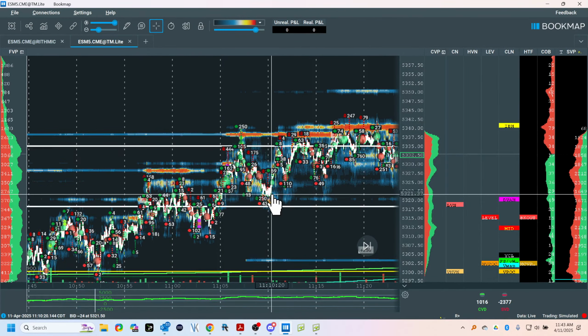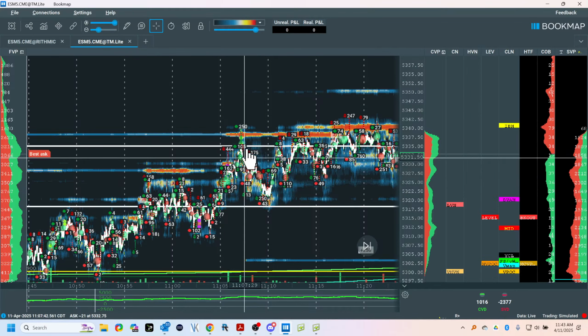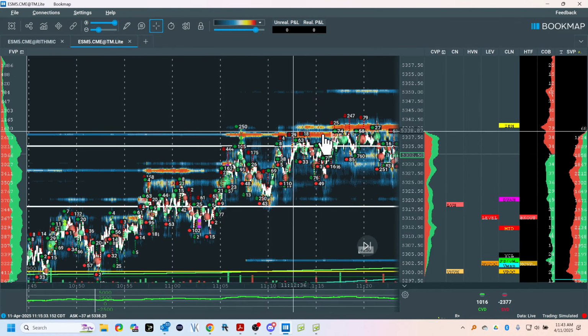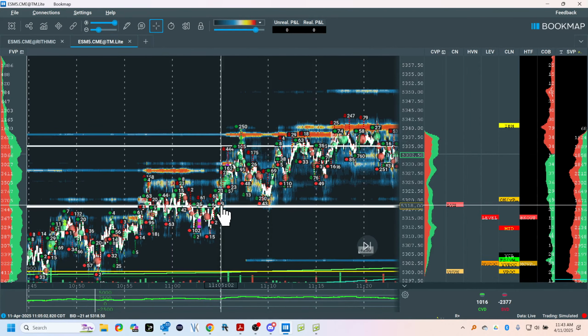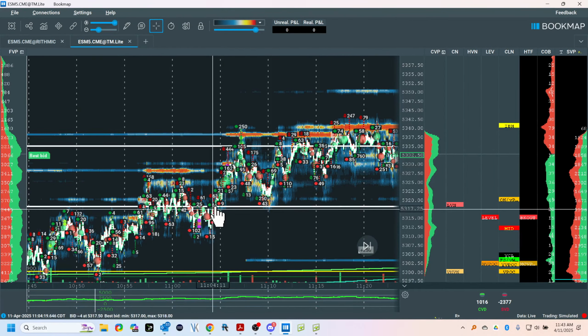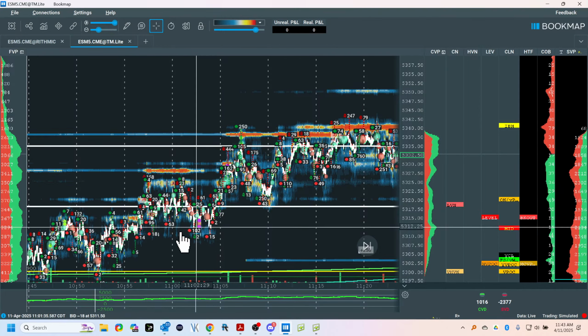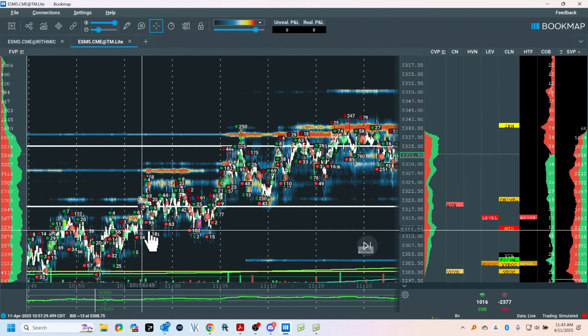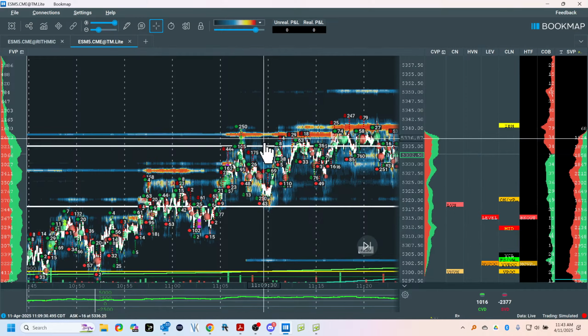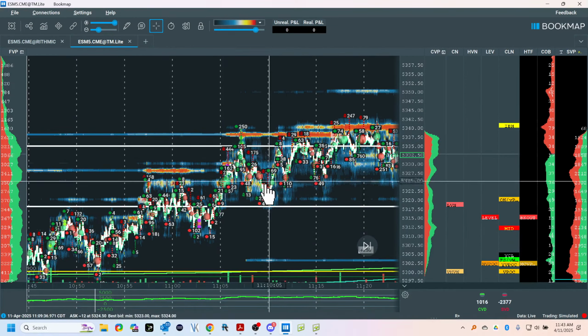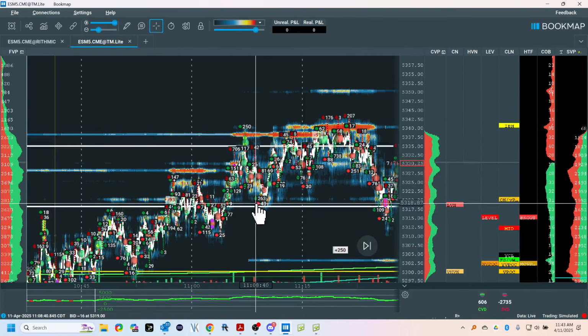So let's look at this. We're looking for a long continuation trade. So this is resistance. There it is. This is support out here, and it's support because of what happened here. And then you've got this down here. So you've got the sequence. Okay, so let's just look at this and see what happens here.